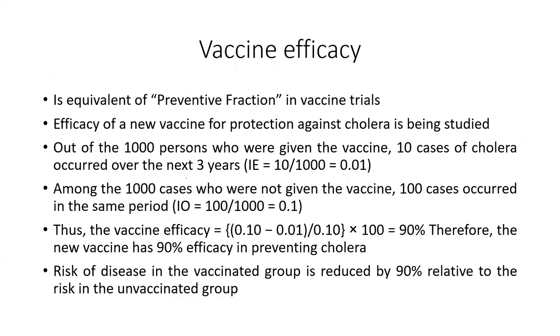Preventive fraction is calculated by subtracting the incidence in the exposed, that is, those who are vaccinated, from the incidence in the unexposed, which is higher, divided by the incidence in the unvaccinated. So when you get a value of 90% vaccine efficacy, what does it mean? It means that considering the risk in the unvaccinated group, your risk in the vaccinated group is going to be 90% less. Whatever number of cases are going to be there in the unvaccinated group, compared to that, 90% fewer cases will occur in the vaccinated group.